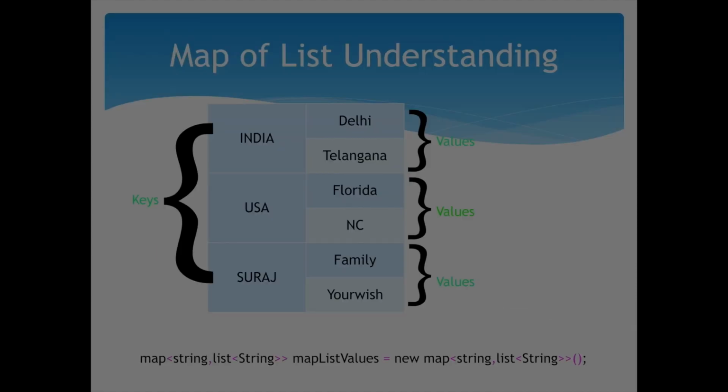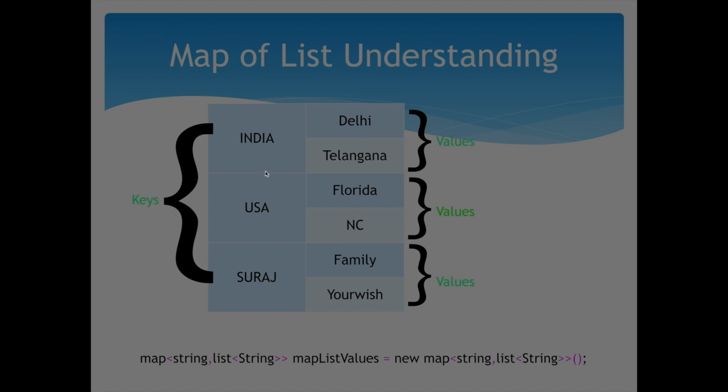All right. So let's jump into our topic. If you look into my presentation here, a map is nothing but a key and a value. A map contains a key and a value. If you want to store a group of values for a single key, then we are going to use a map of list.